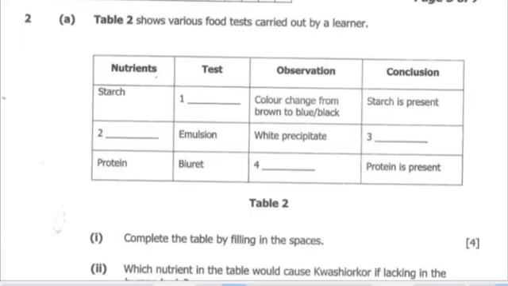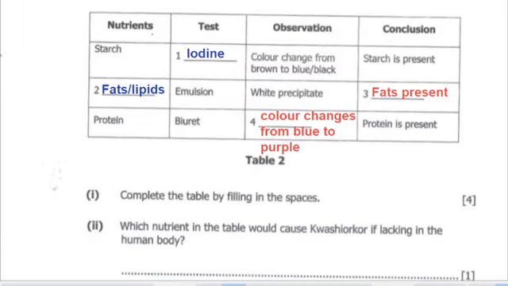The last part we have, under nutrients, is protein. The test is the biuret test. The observation for proteins is that the color changes from blue to purple, okay. Then the conclusion: protein is present. So that is how you can answer that question, okay. So we have said iodine test, fats or lipids, fats present, the color changes from blue to purple. So we have answered our question A1.